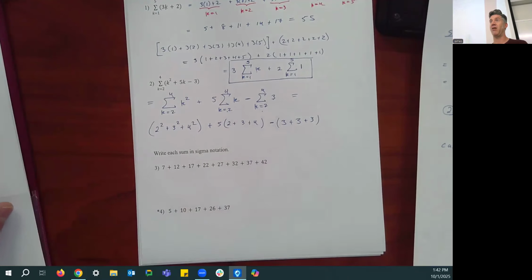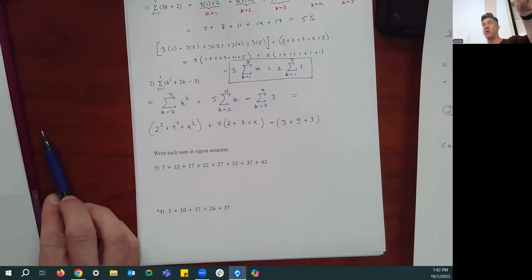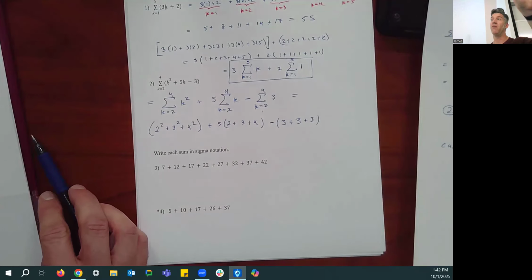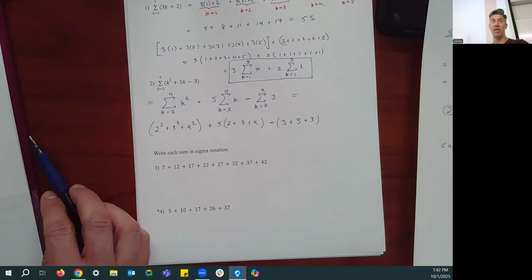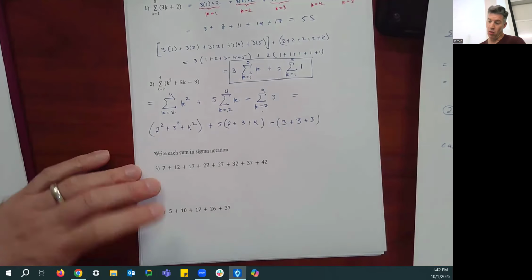You just keep adding that constant, as many times as there are terms. If you're starting at k equals 2 and ending at k equals 4, that's 3 terms: 2, 3, 4. If you want to find out how many terms you've got, you take the end term, subtract the beginning term, and then you add 1. 4 minus 2 is 2, 2 plus 1 is 3. That's how many terms you've got, because you're off by 1 because of counting. Then you could add this up.